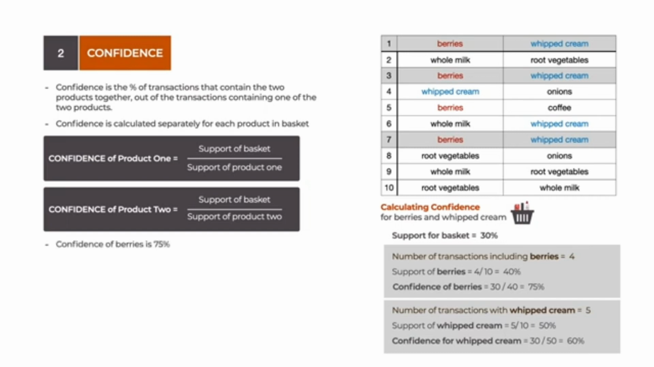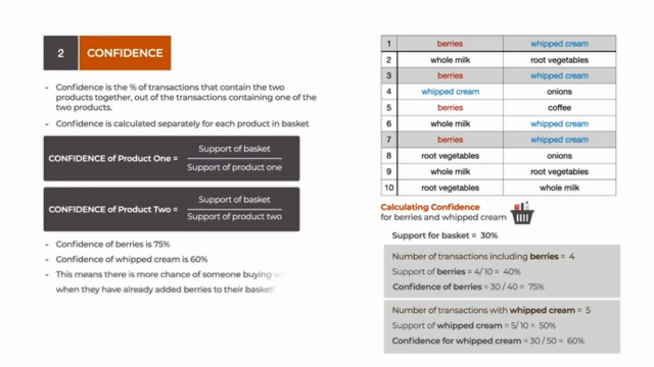So what do these two confidence values mean? 75% of the customers also buy whipped cream when they add berries to their basket first. And on the other hand, 60% of the customers also buy berries when they add whipped cream to their basket first. This means that there is more chance of someone also buying whipped cream when they have already added berries to their basket. So the confidence is more for berries to influence the purchase of whipped cream. So that's 75% there. So the confidence is useful because it gives the direction of cross-selling. So it's showing that if somebody buys berries, they're more likely to buy whipped cream than the other way around.